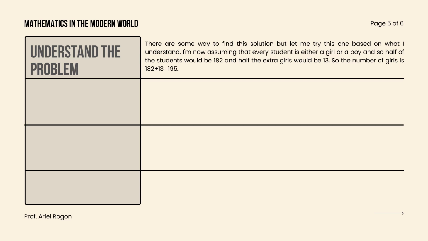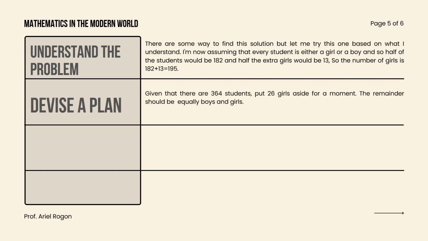So let's start to have a plan on how to compute this. Given that there are 364 students, let's put the 26 girls aside for a moment. Those will be the extra girls. So the remainder should be equally boys and girls. Let's try to compute it.